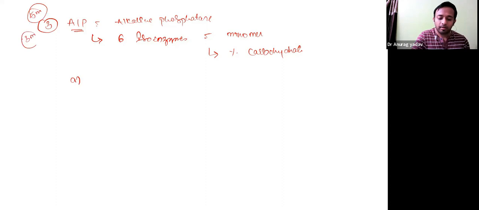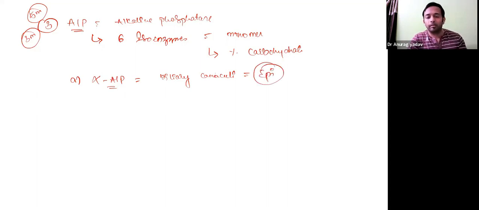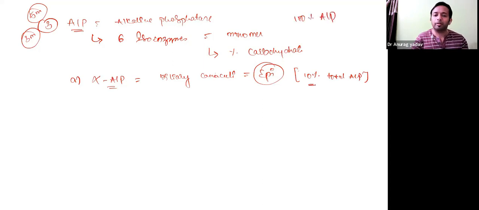Isoenzymes of the ALP. So first one, that is alpha alkaline phosphatase. It is synthesized from biliary canaliculi. When you see the gallbladder, the major ALP inside the gallbladder, the biliary epithelial cells or canaliculi, will synthesize this type of isoenzyme, alpha ALP. It constitutes somewhere around 10% of total ALP. Like say it was 100% of ALP, in that, 10% is contributed by the gallbladder or biliary canaliculi, that is the epithelial cell.